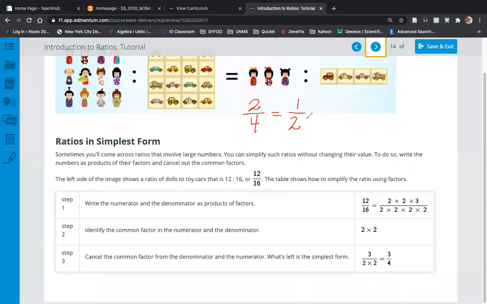So when we talk about simplifying ratios, it's really just about simplifying fractions. And another way to think about why these two are the same is, for example, let's think about fruit. Let's say what this meant was, let's say it's 2 cups of apples to 4 cups of, say, oranges.